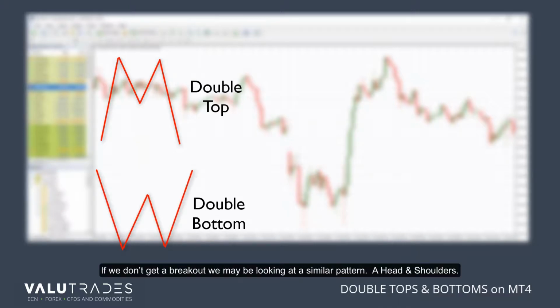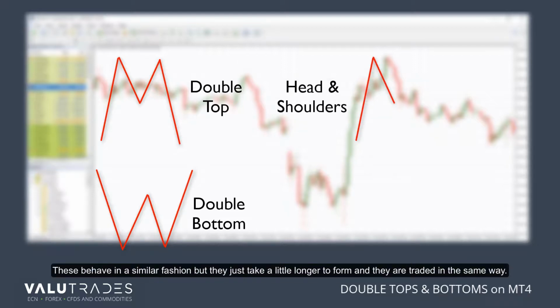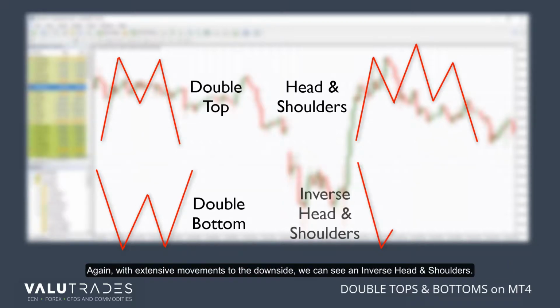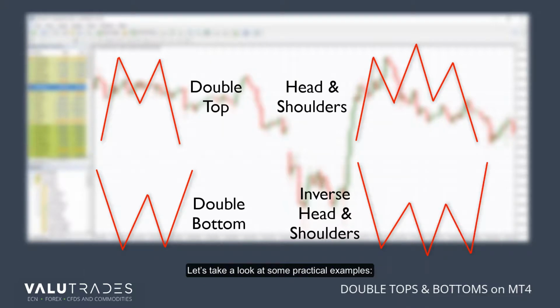If we don't get a breakout, we may be looking at a similar pattern, a head and shoulders. These behave in a similar fashion, but they just take a little longer to form and are traded in exactly the same way. Again, with extensive movements to the downside, we can see an inverse head and shoulders. Let's take a look at some practical examples.